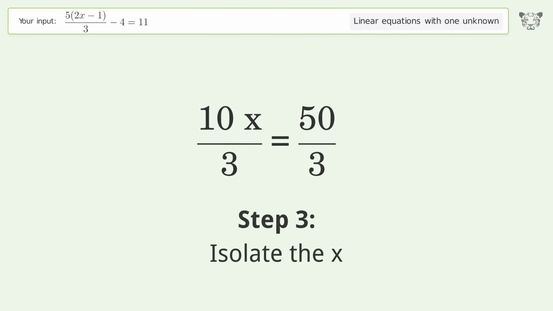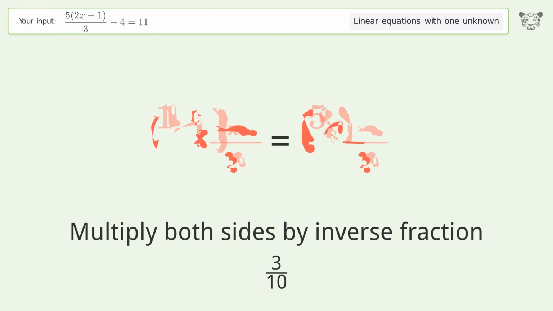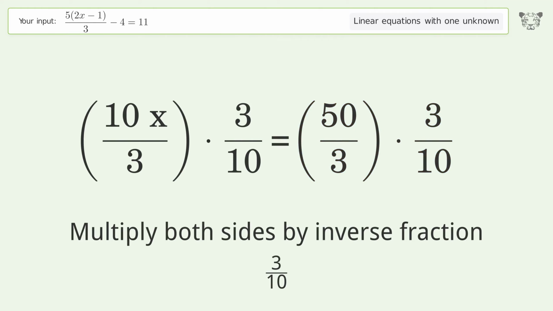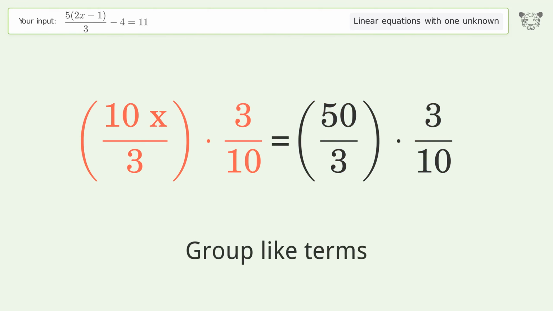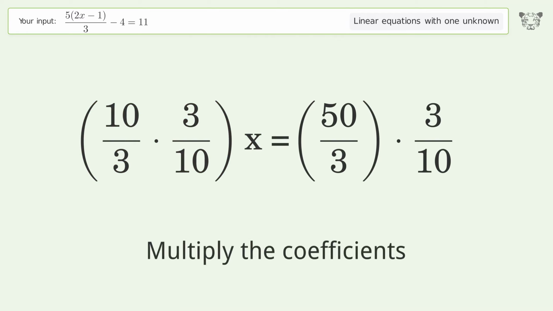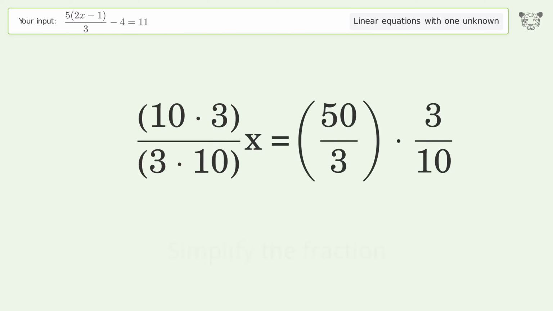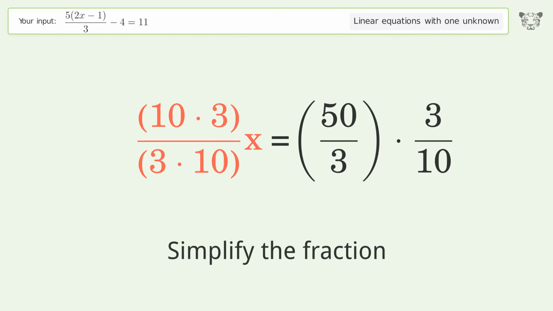Isolate the x. Multiply both sides by inverse fraction 3/10. Group like terms. Multiply the coefficients. Simplify the fraction.